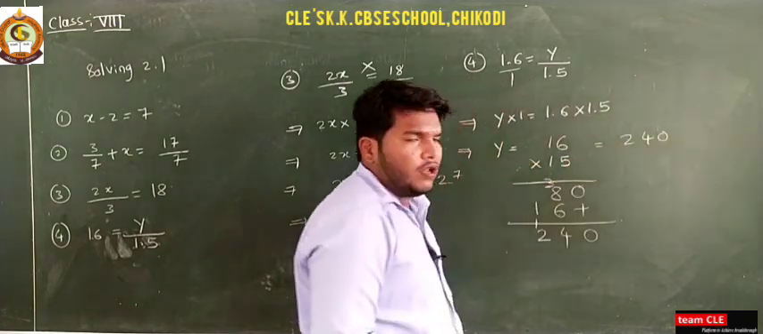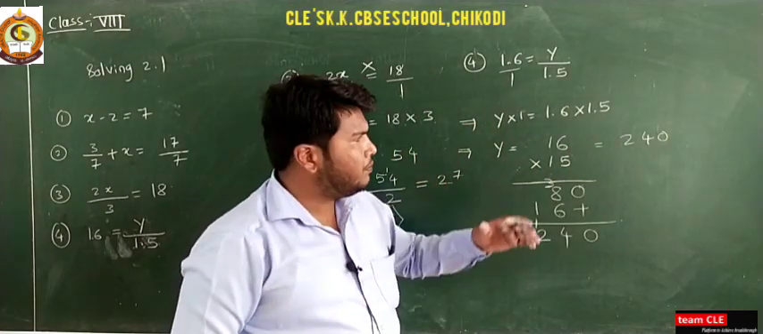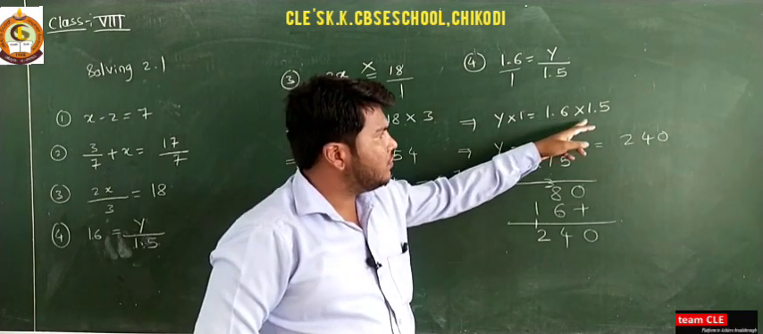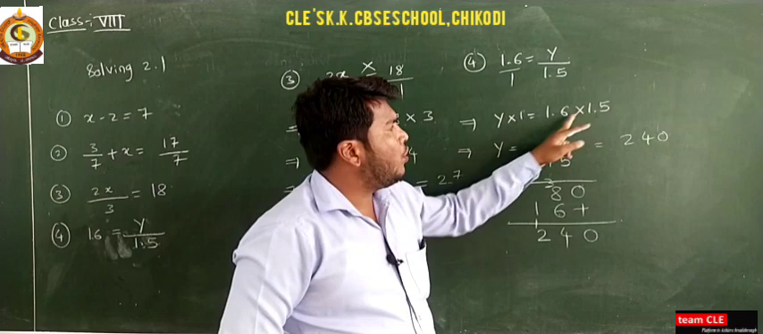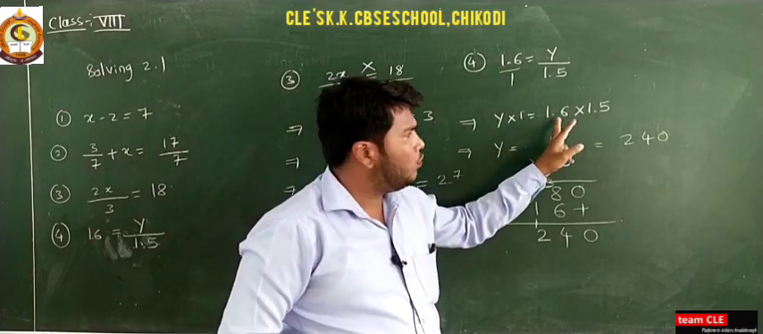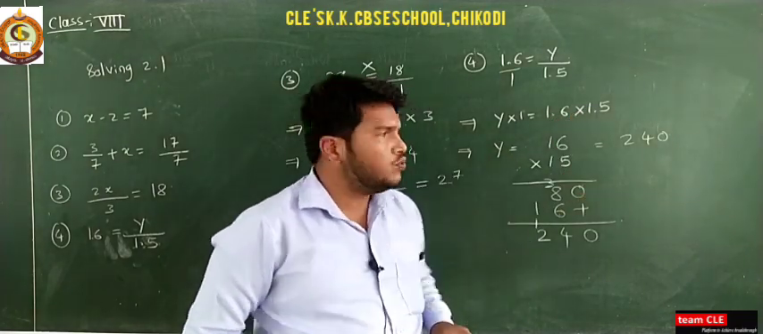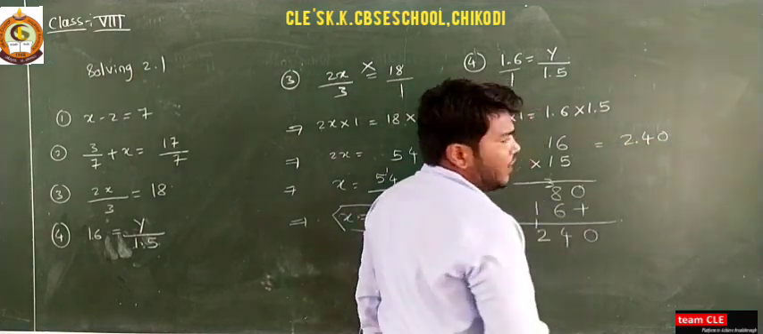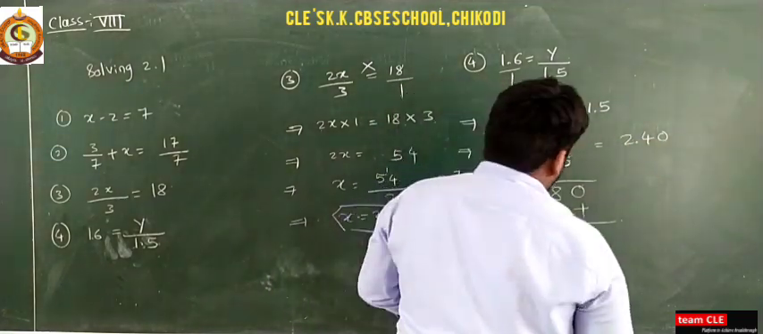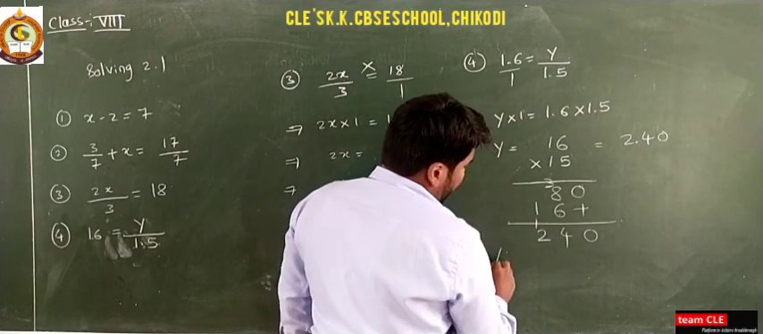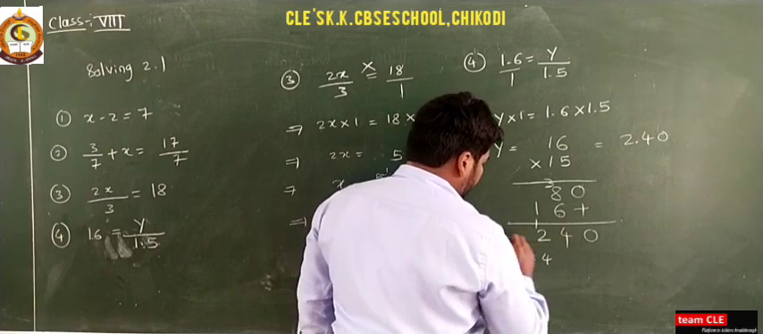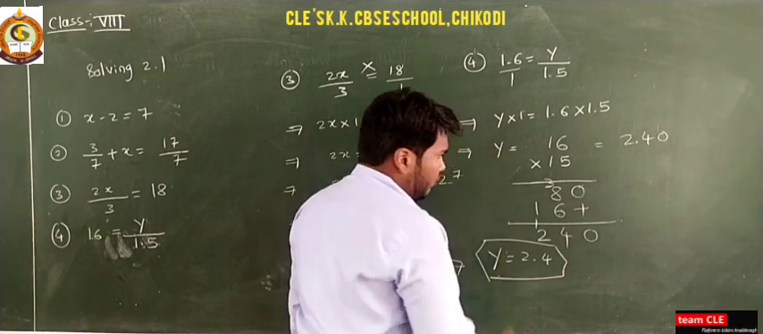So you know, in the last class you learned that whenever you multiply decimals, this is after one decimal point and this is also after one decimal point. So 1 plus 1 is 2, that is, after 2 decimal points you have to shift the point, so you will get 2.4. So the answer is y is equal to 2.4.